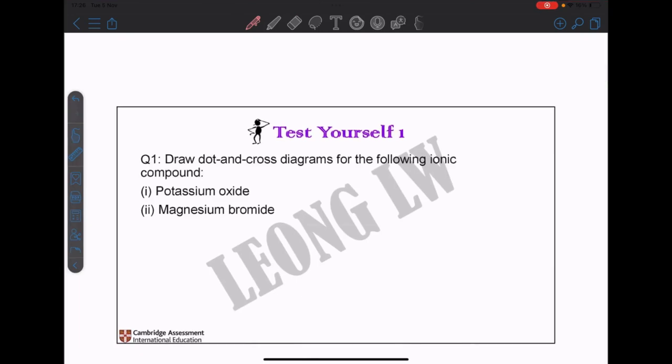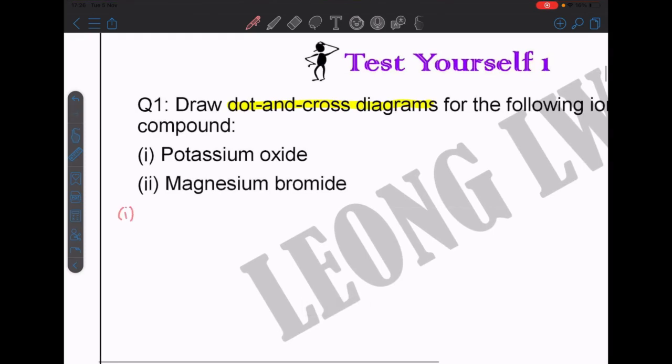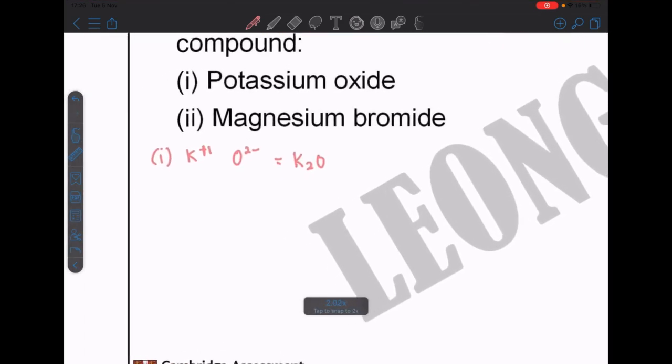So now let's test ourselves with this. We have potassium oxide, and we're meant to draw a dot and cross diagram. For potassium, we know potassium is K plus 1. For oxide, we know it is 2 minus. So if you combine that, it's K2O. So we know that there's 2K and 1 O.